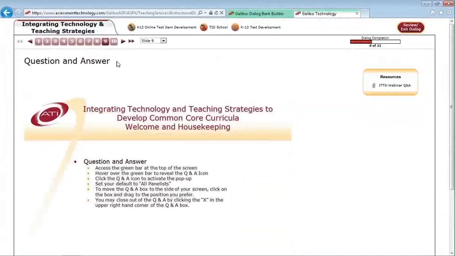So we've reached the first question and answer session. I'm going to take a look here and see what questions we've received and be able to respond a little bit. The first question I got is, will districts be able to upload their own resources, and what about copyright issues? Well, that's a great question.